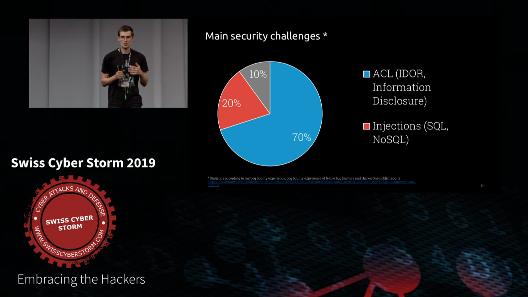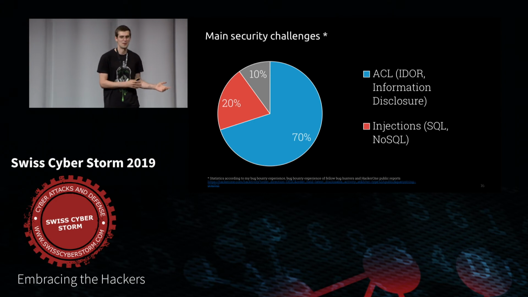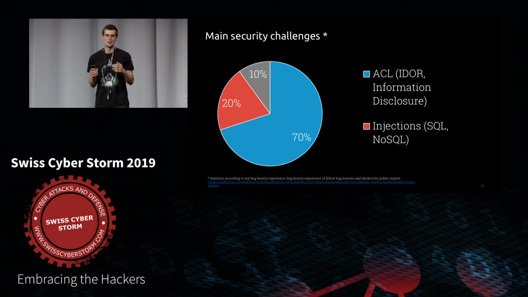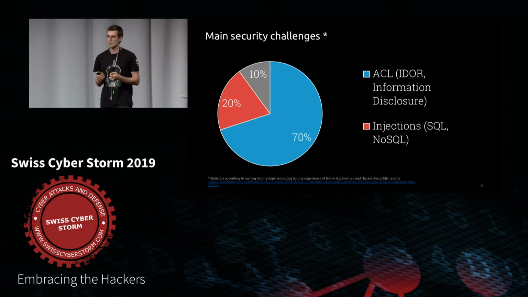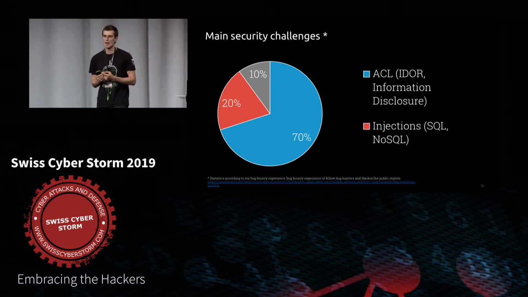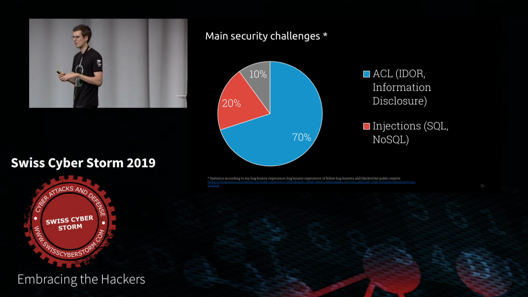And talking about vulnerabilities, what is the attack surface in GraphQL? According to my experience, my bug hunter friends who are doing bug bounties, and publicly disclosed reports on HackerOne, the biggest problem on GraphQL APIs is access control vulnerabilities. There are also injections, but much fewer.